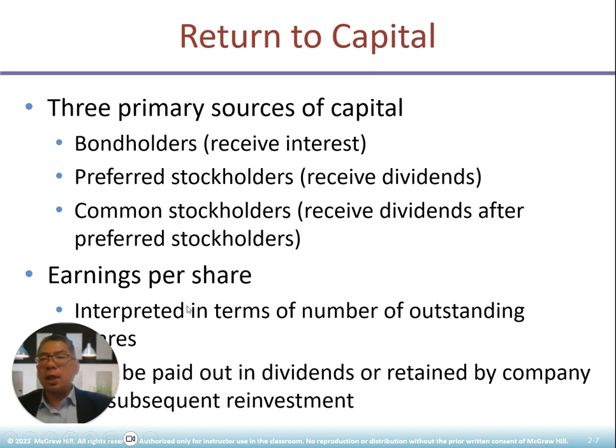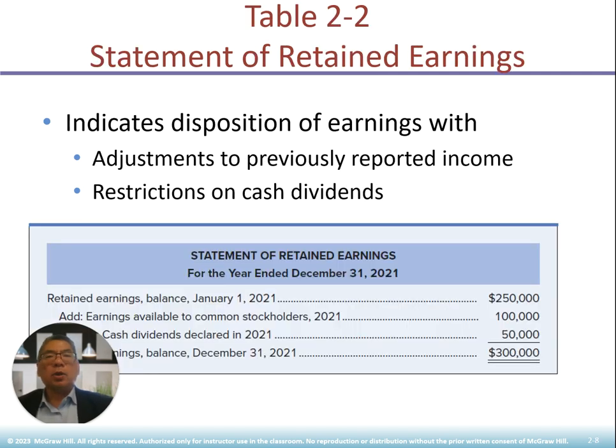It is interpreted in terms of the number of outstanding shares. It must be paid out in dividends or retained by the company for subsequent investment. Look at the table here. Table 2.2 represents the statement of retained earnings, which indicates the position of earnings with adjustments to previously reported income and any restriction on cash dividends.